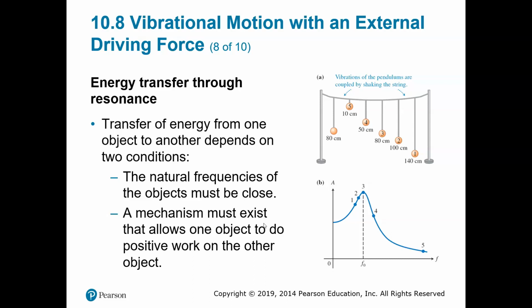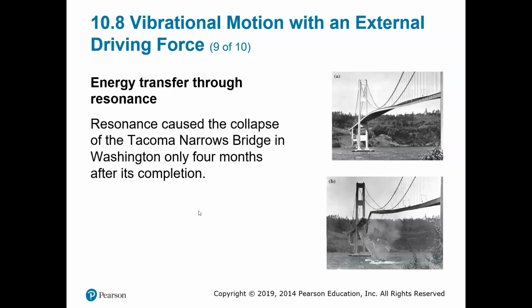So we are going to transfer an energy from one object to another. So that transfer depends on a couple conditions. The natural frequencies have to be close. And there has to be a mechanism that allows one object to do work on the other. So this is that Tacoma Narrows Bridge. This is a couple of screenshots from that video.